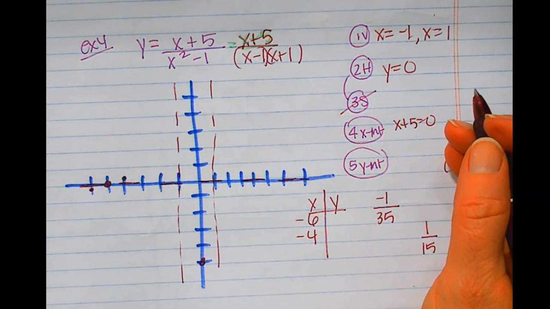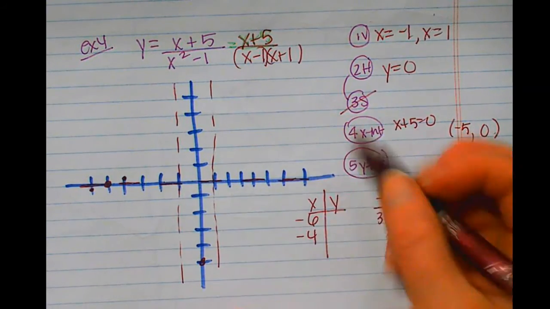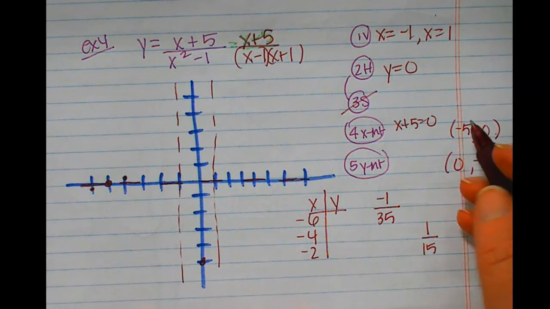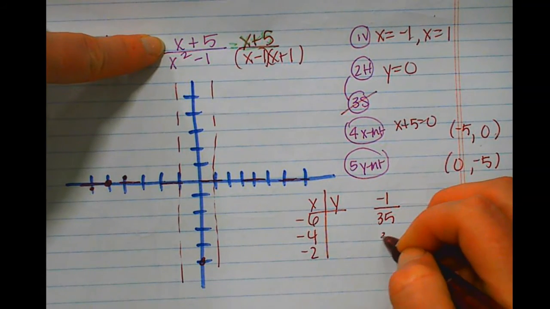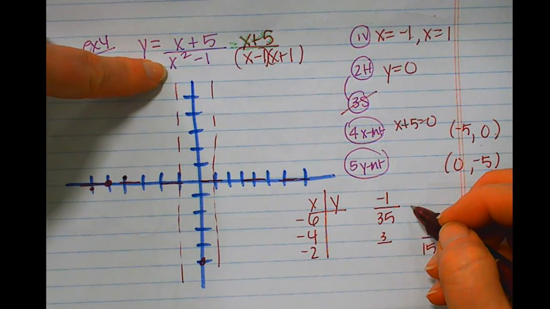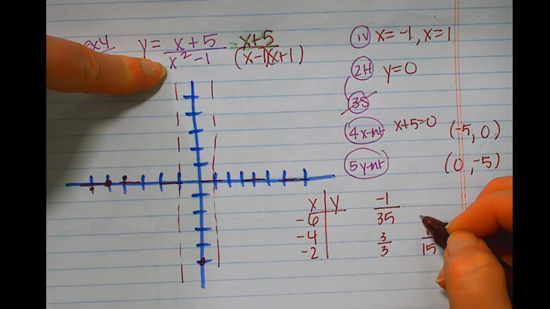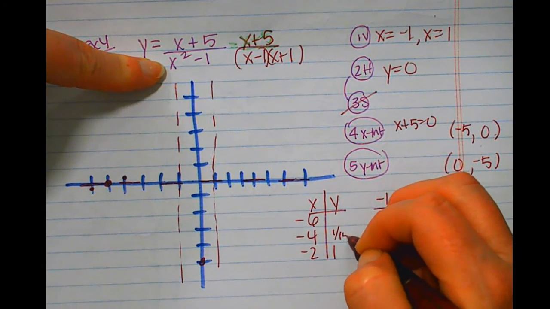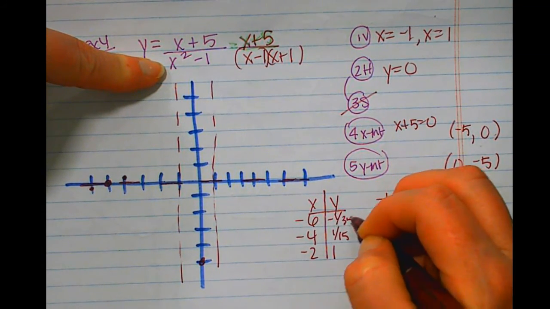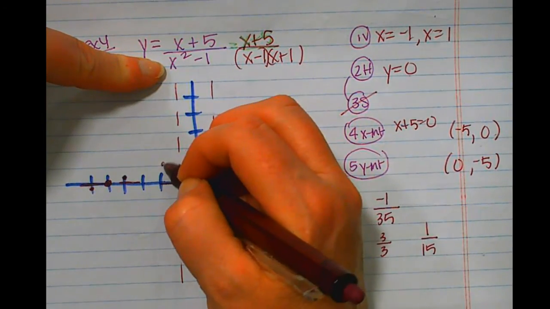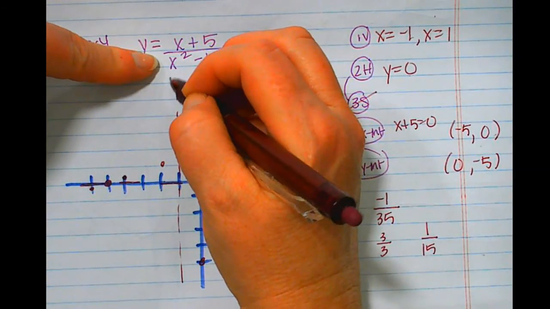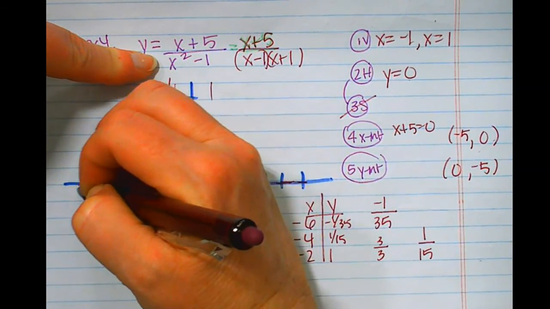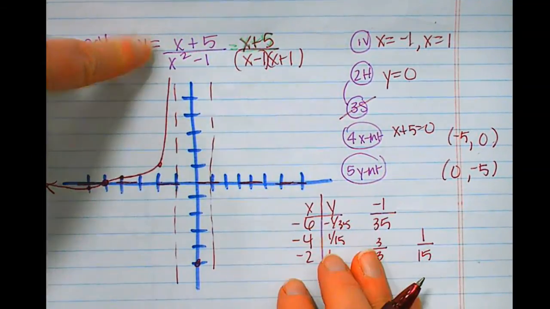So now I'm still confused. Maybe I need to check something like negative 2 and see what happens. So negative 2 would be 3 over 4 minus 1, 3 over 3 is 1. So that's 1. This was 1/15. This was negative 1/35. So at negative 2, I'm at 1. So what this does is kind of crazy. It goes like this, and then it's going to follow the line from there.